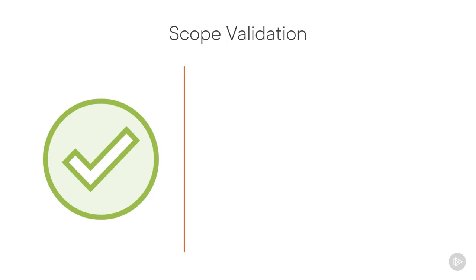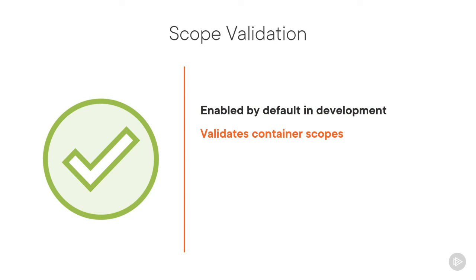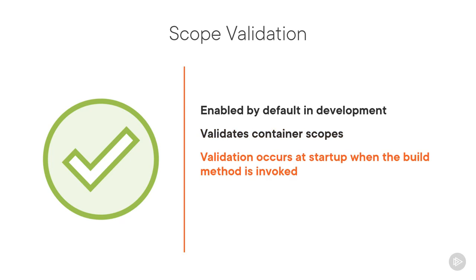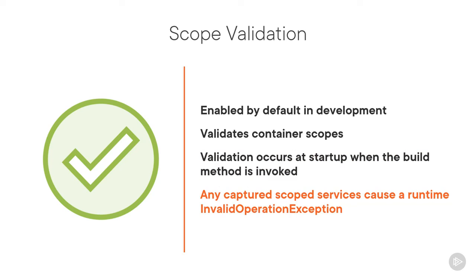In ASP.NET Core 2.0, a feature was introduced called scope validation. This is enabled by default when the environment is set to development. It validates the container configuration to ensure that no scoped services are captured within singleton services. When enabled, validation will occur at application startup when the Build method is called. If any captive scoped services are identified, then a runtime invalid operation exception will be thrown, as we just saw in the previous demo.